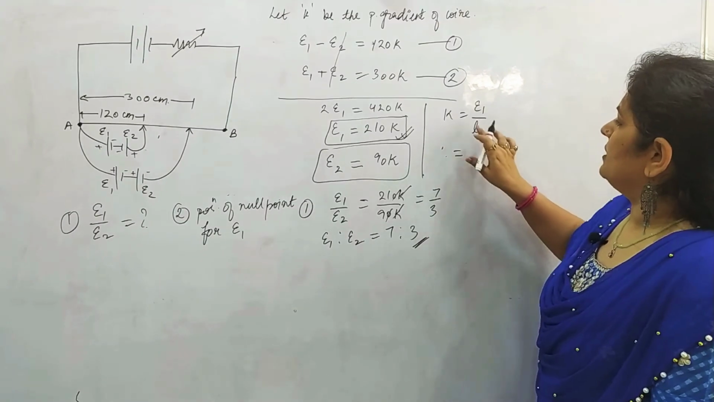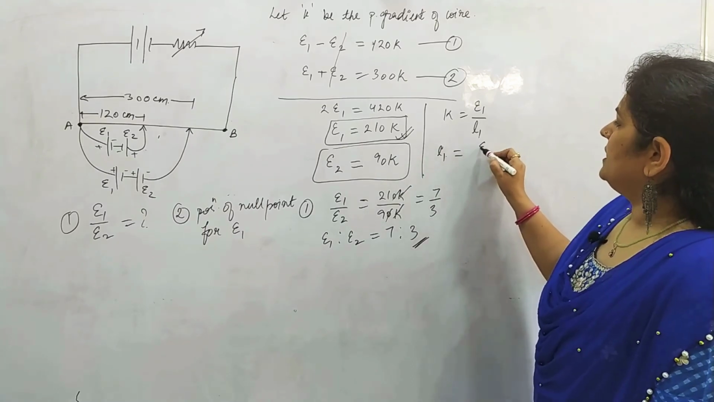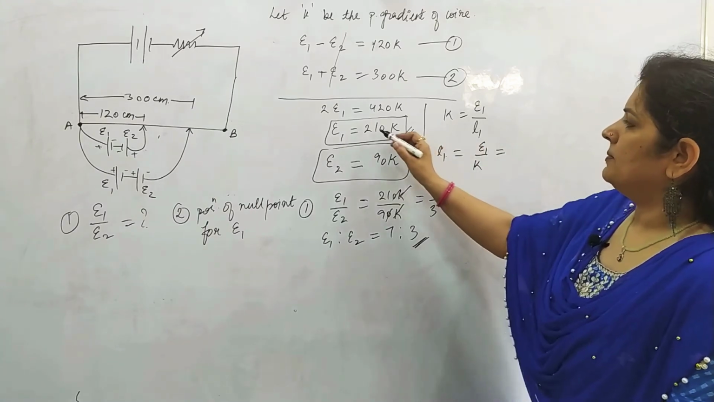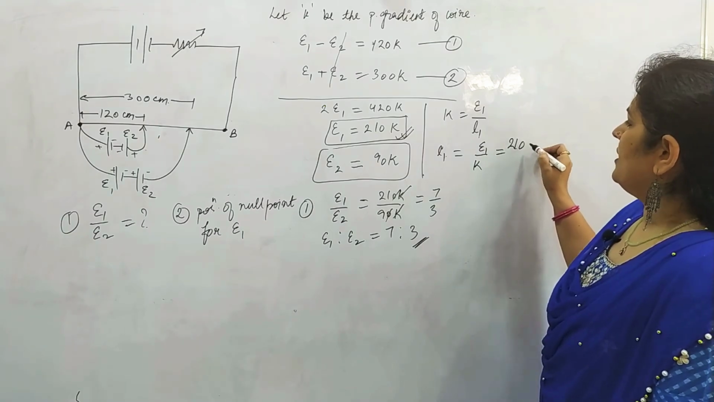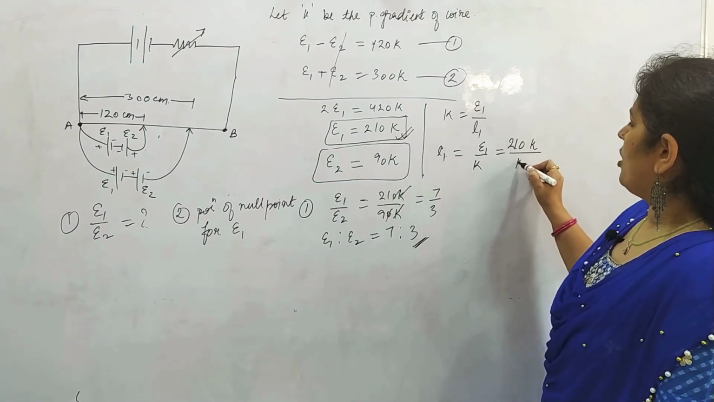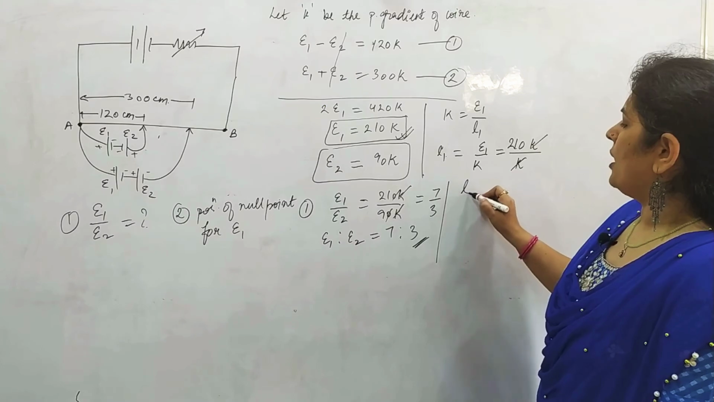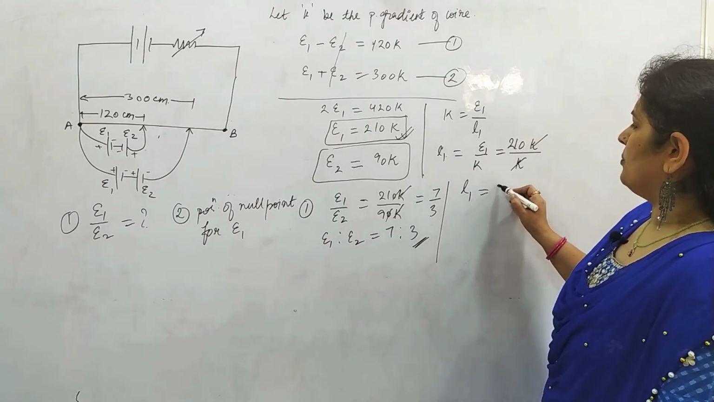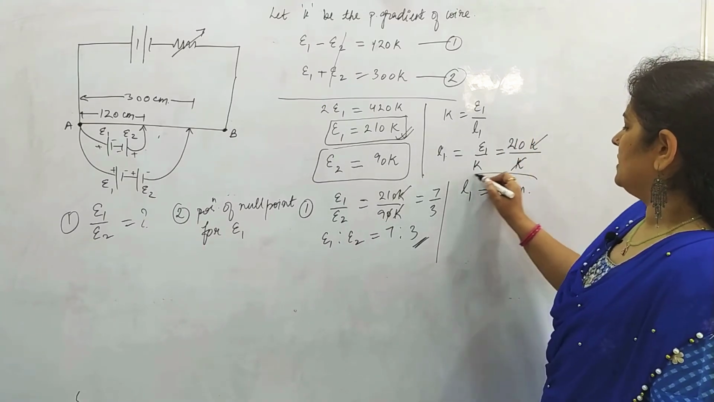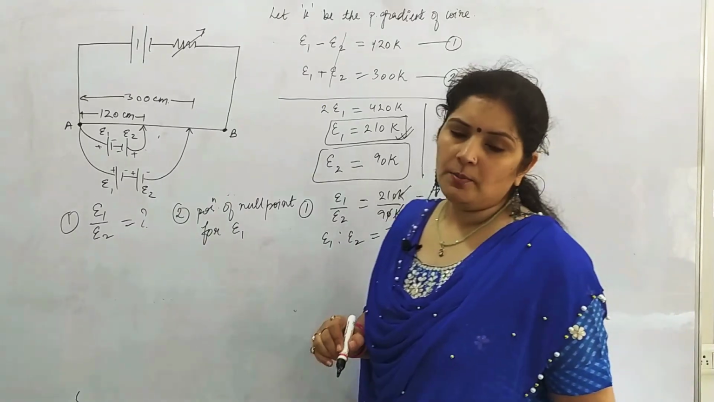No, we have to find L1. So L1 goes here. What could be L1? E1 upon K. What is E1? We have just found it in terms of K, 210K upon K. So what will be the null point for only cell E1? Null point will be 210 centimeters. Right? So that will be your answer.